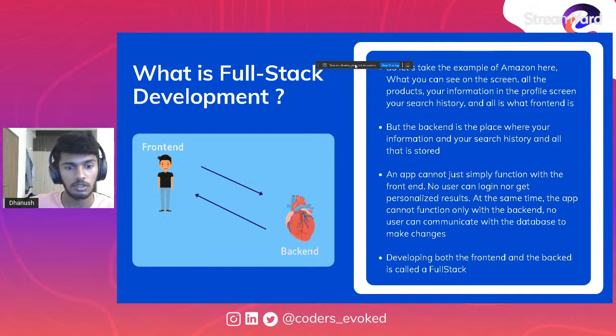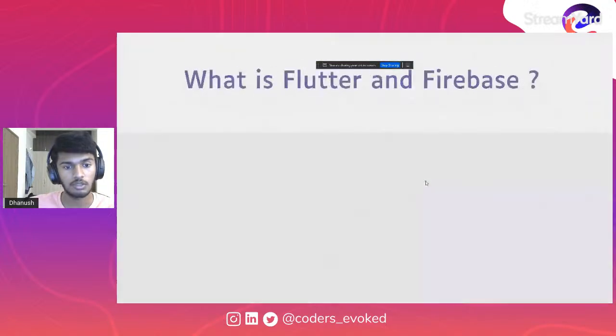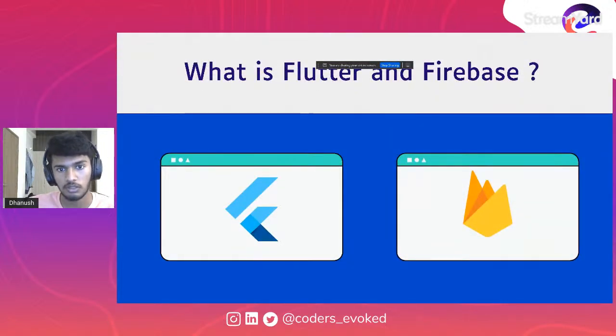And the front end is basically everything that the user sees. It improves the user experience. So the front end and back end together is what we call the full stack, and the one who develops it is a full stack developer. And that's full stack development. Now in this session we'll be using two main technologies for development, Flutter and Firebase. Here Firebase is the backend.